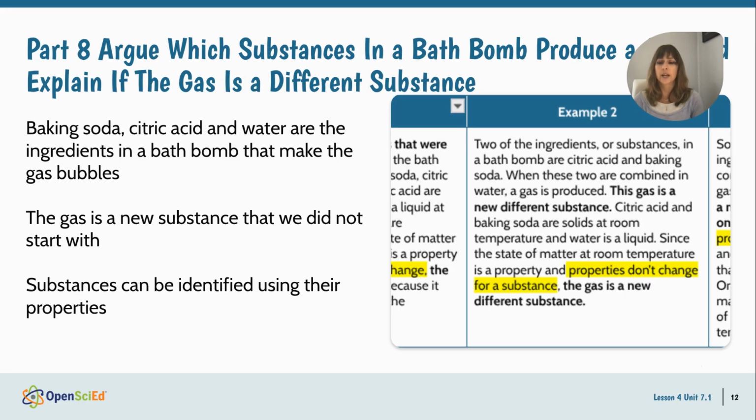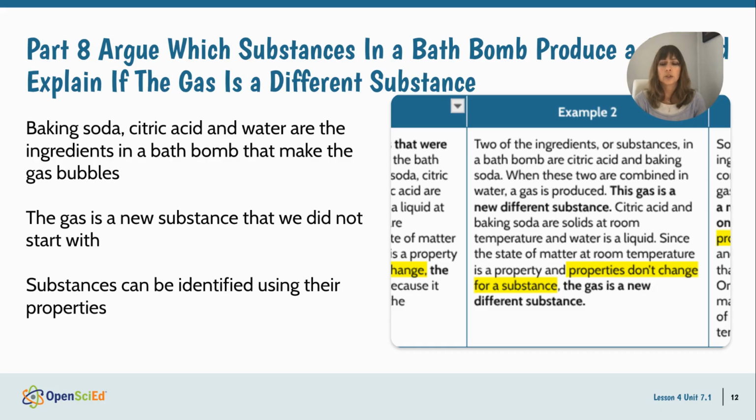Also on day 2, in part 8, now that we've tested the substances and we have a really good understanding that the combination for creating gas bubbles is actually baking soda, citric acid, and water, here in part 8, you're going to write a class consensus. So this looks like you leading a whole class discussion and you're scribing what students are saying. You can do this on chart paper. I've also done it electronically.